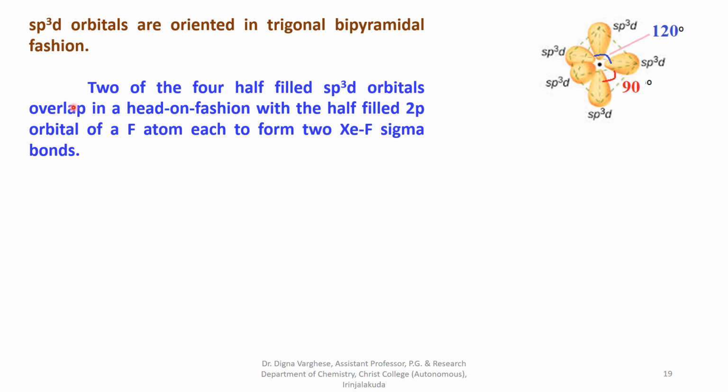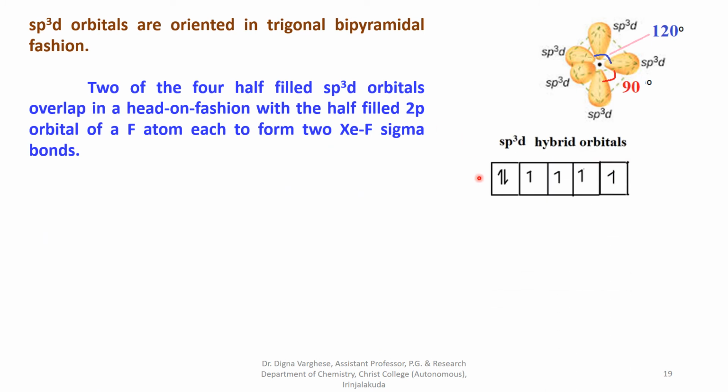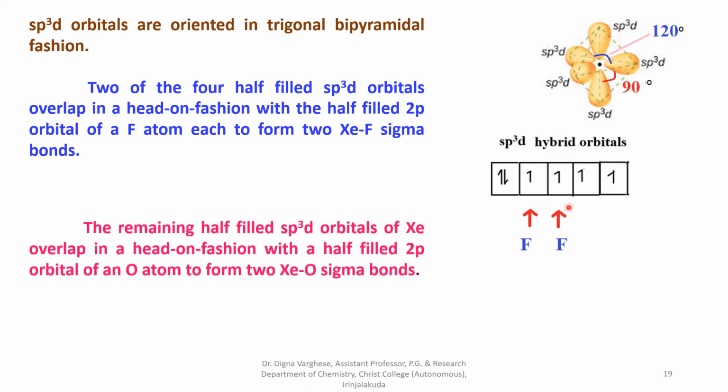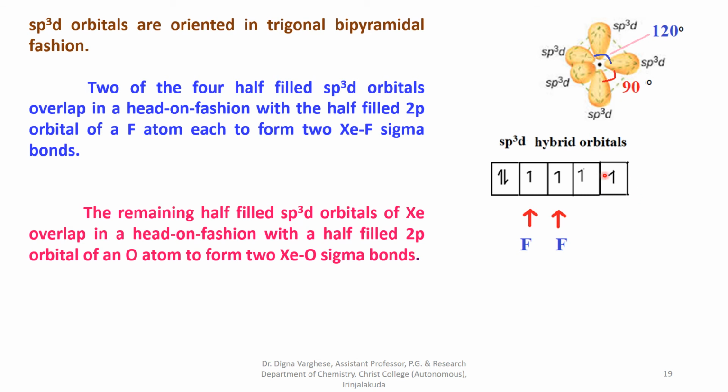Two of the 4 half-filled sp3d orbitals overlap in a head-on fashion with the half-filled 2p orbital of the fluorine atoms, forming Xe-F sigma bonds. The remaining 2 sp3d hybrid orbitals of xenon overlap in a head-on fashion with a half-filled 2p orbital of oxygen atoms, forming 2 Xe-O sigma bonds.